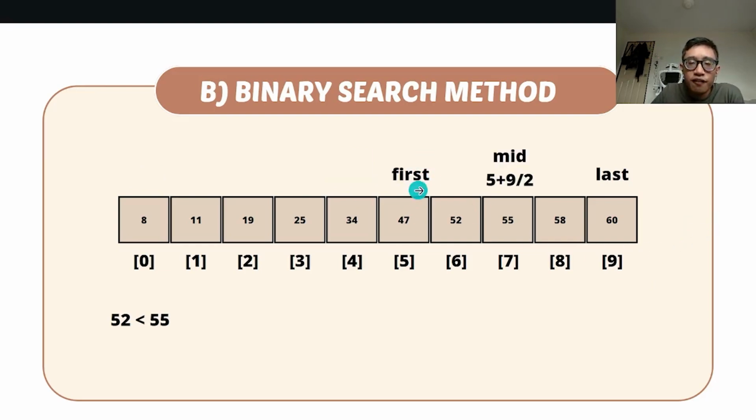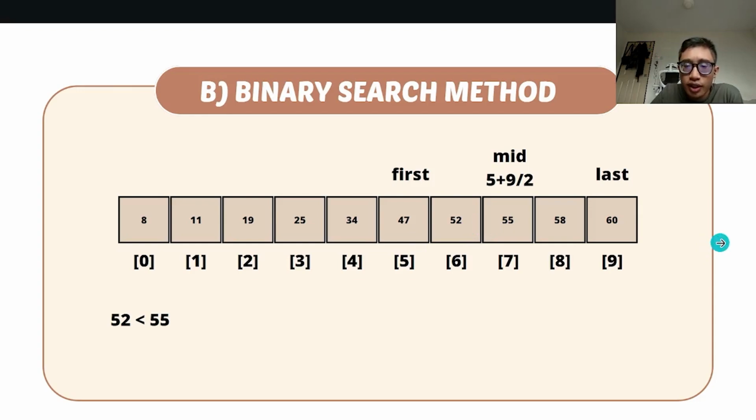We mark the first at index 5 and the last at index 9. The way to get the middle is 5 plus 9, which gives 14, divided by 2, so we get 7, which is index 7 containing item 55. After that, we also compare it with 52, which is less than 55. So we need to look at the items before 55.